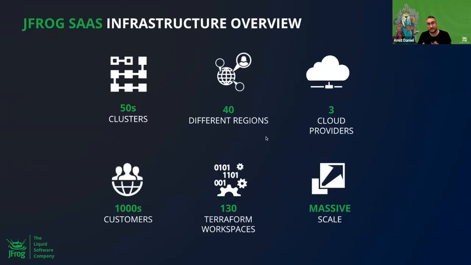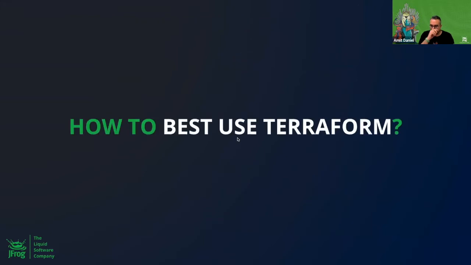Let me give you a short introduction to the JFrog infrastructure layer. We have around 50 Kubernetes clusters across 3 public cloud providers: AWS, Azure, and GCP. JFrog is running the workload in 40 different regions. DevOps Infra manages around 130 Terraform workspaces, and the scale is massive, as you can see. In other words, we are heavy Terraform users. Today, I'm here with you to share my experience and stories since I joined JFrog, what I did with Terraform, and what we learned through the process.